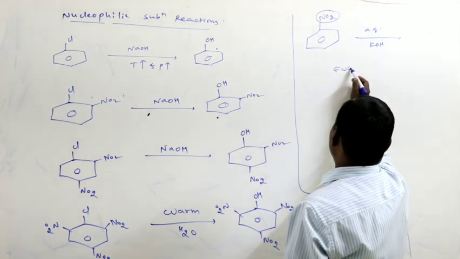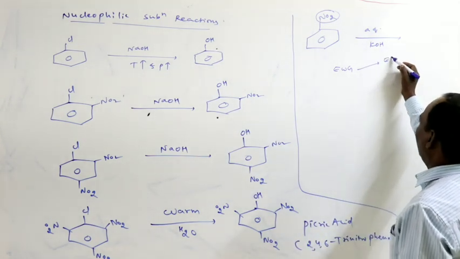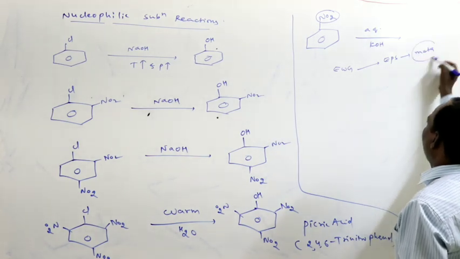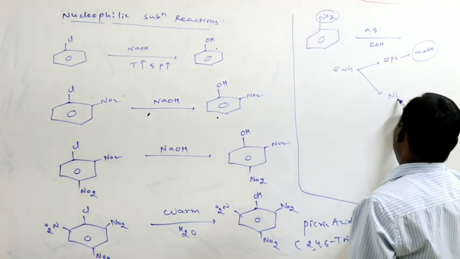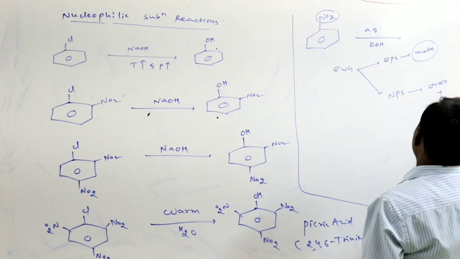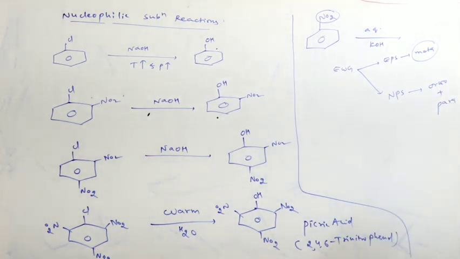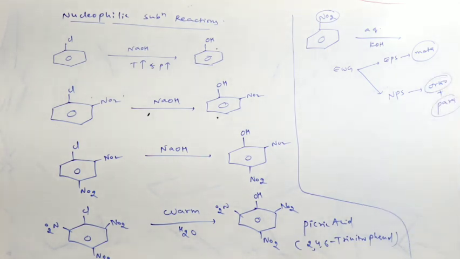If an electron withdrawing group is present, electrophilic substitution reaction takes place at the meta position. If an electron withdrawing group is present, nucleophilic substitution reaction takes place at the ortho and para positions. Okay, nucleophilic substitution reaction takes place at ortho and para position.